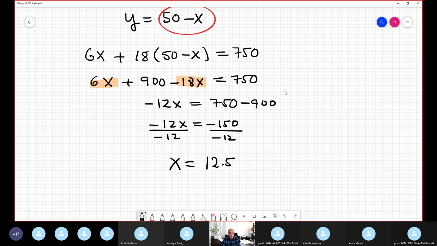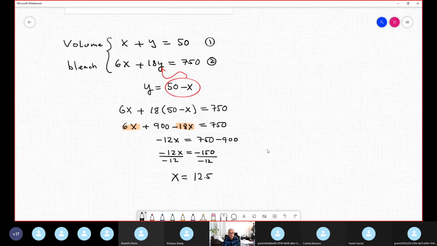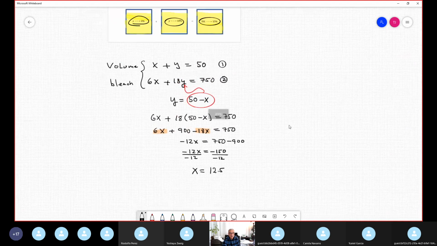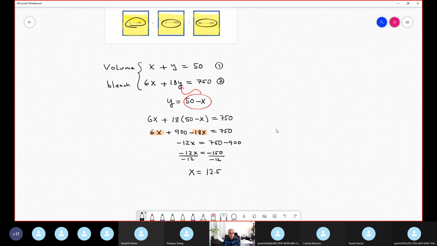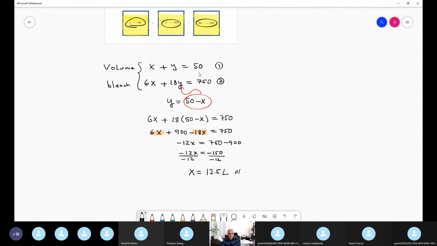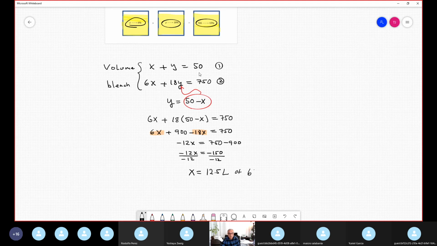12.5. And what is the interpretation of x? What is x? I don't remember. Let me come back to the problem. X represents what? And what is the unit of this? Percentage? Dollars? What is the unit of that in this problem? Liters. Very well. It's liters. Liters of the concentration that is 6%.